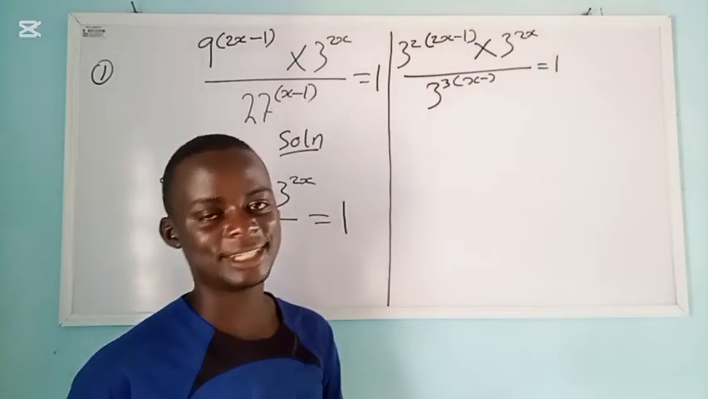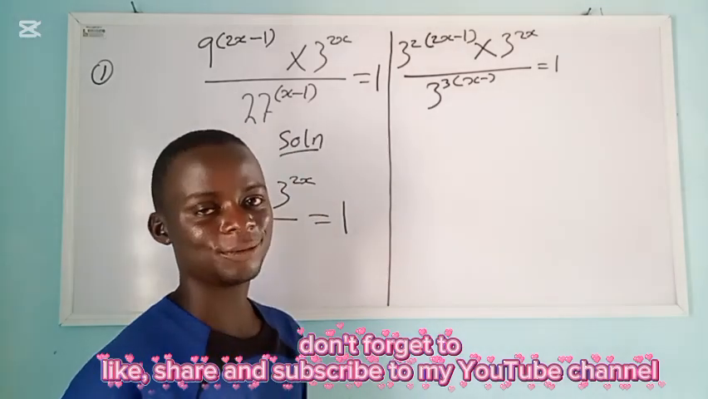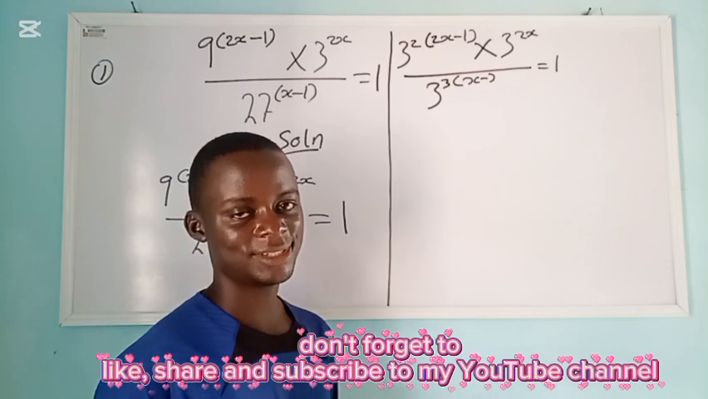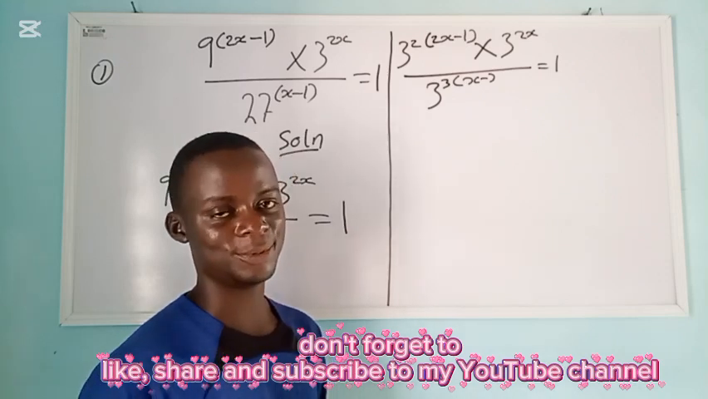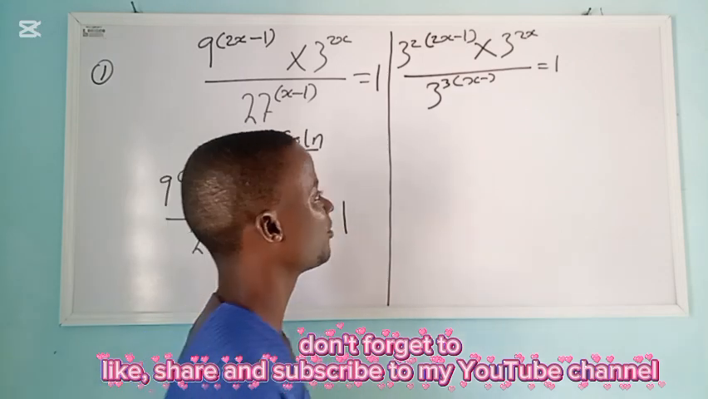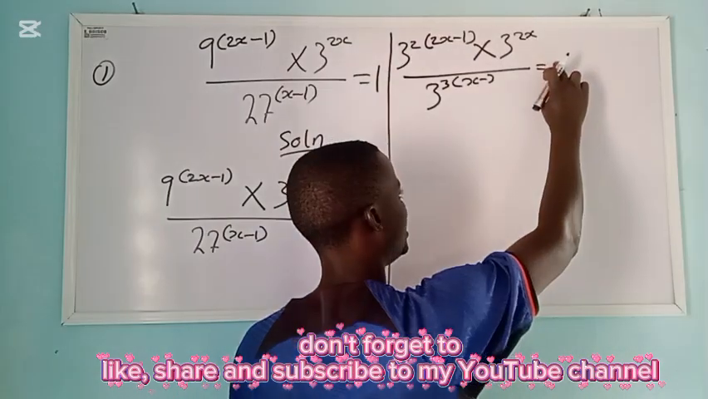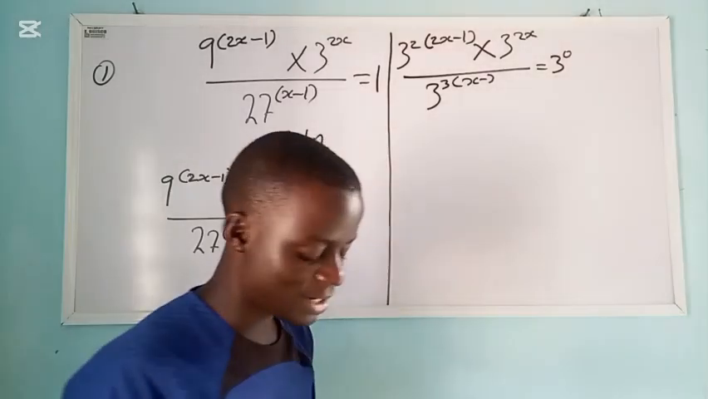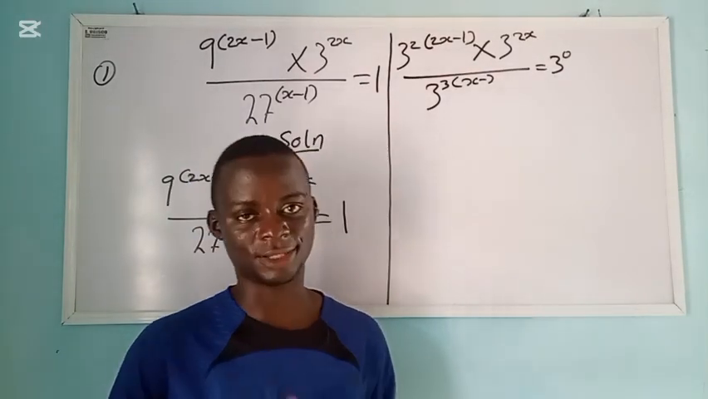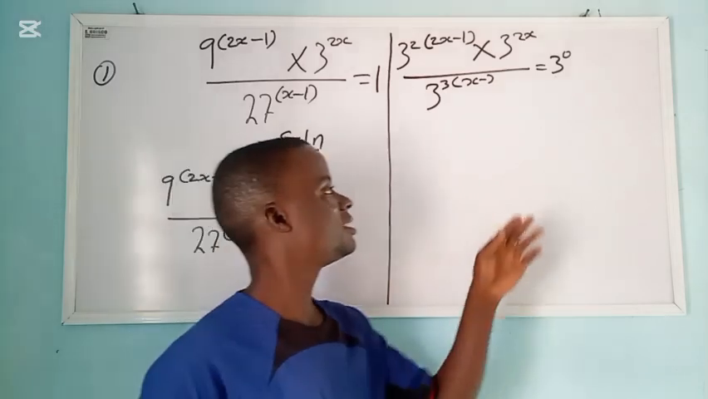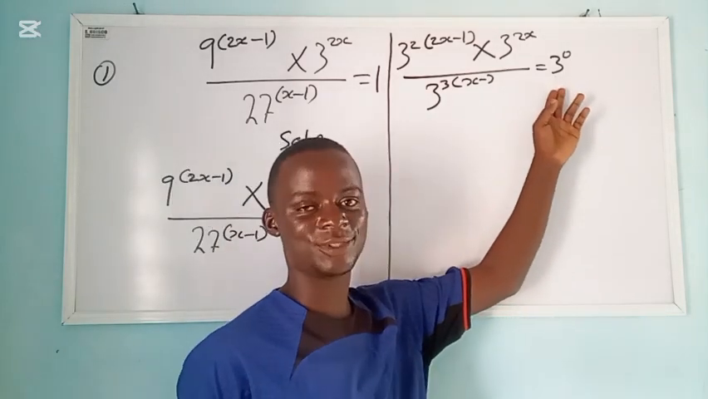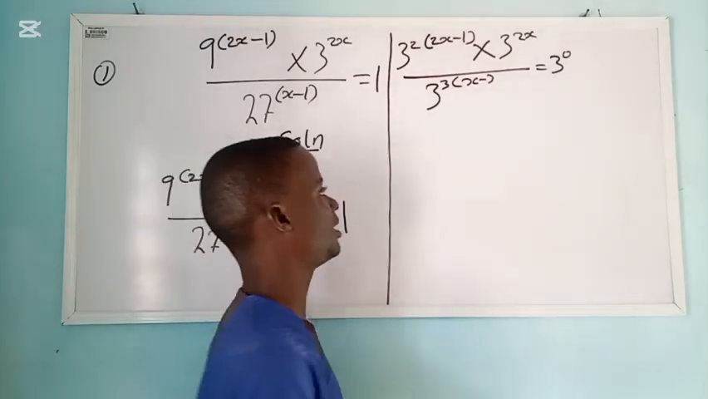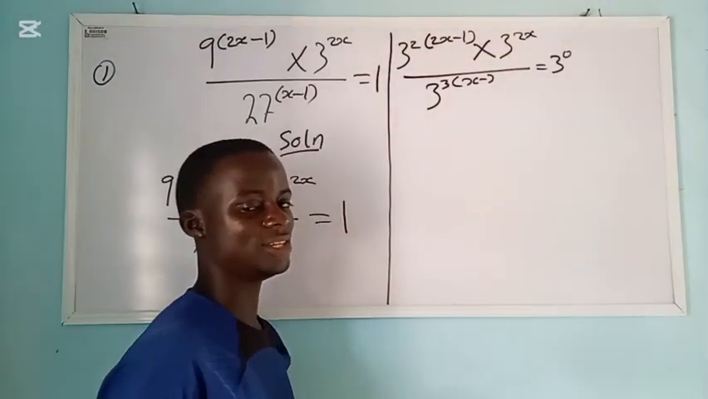I want to try to make everything base 3 so that I can know how to eliminate the base, because I can't eliminate the base without making it base 3. So now this one, I can write as 3 raised to the power of 0. You know that any number raised to the power of 0 is 1. I didn't do anything to it, I just tried to change it so that I can find the value of x, so that you can see that everything is in base 3.